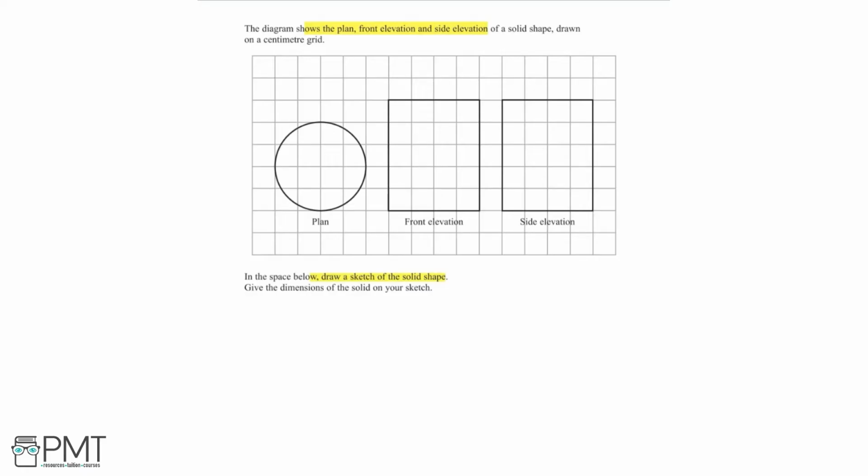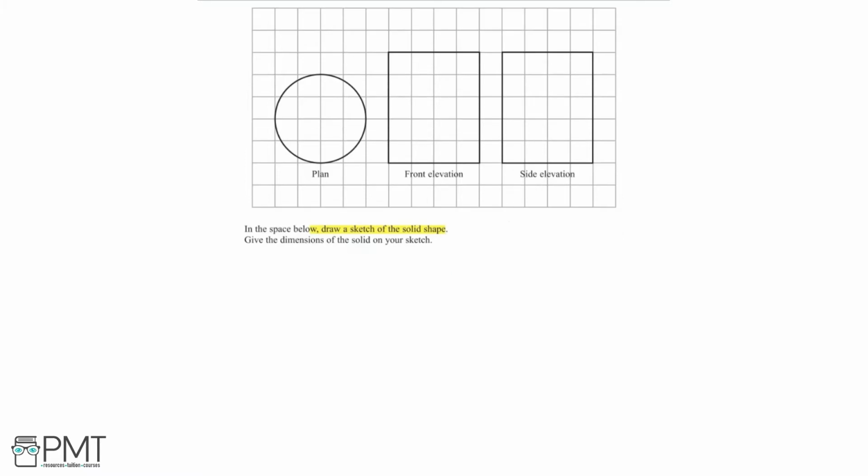Now the front elevation, when opened up, would show a rectangle, and the side elevation would show the exact same rectangle. And so from this, we can identify that the solid shape we need to sketch is a cylinder. And so we can start to draw a sketch below. Well, now that we've drawn a cylinder, we need to work on finding the dimensions. This grid is a centimetre grid, so each square is equal to 1 centimetre.